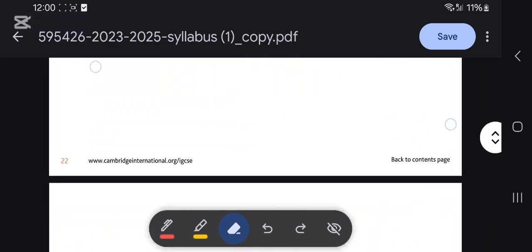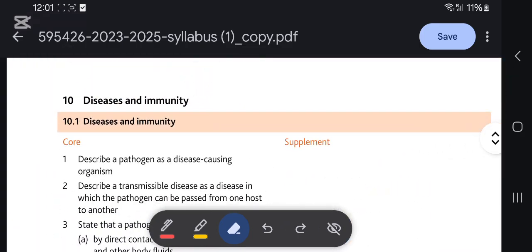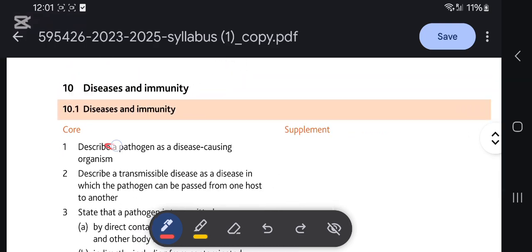Okay, now blood is also done. Now moving on to diseases and immunity. This is also a pretty easy chapter. Pathogen is a disease causing... okay, pathogen is a disease-causing organism.